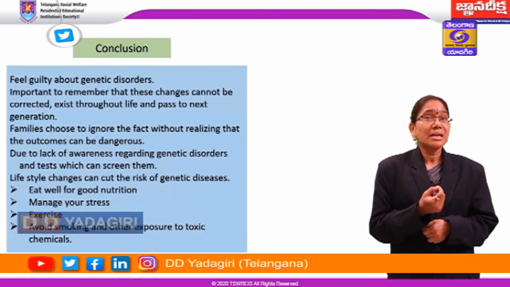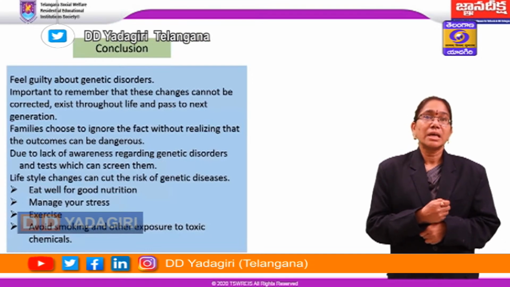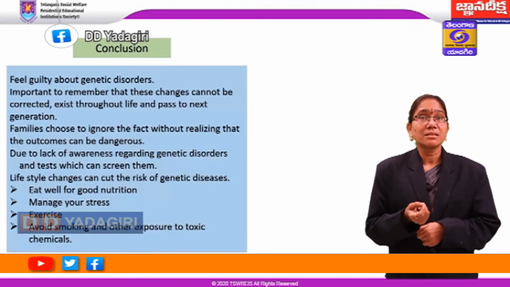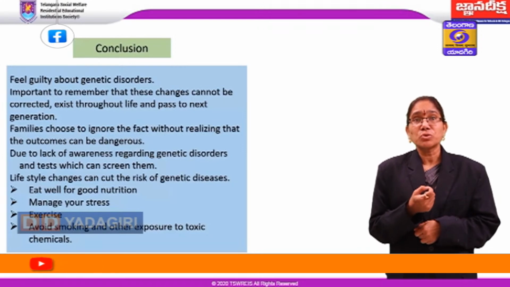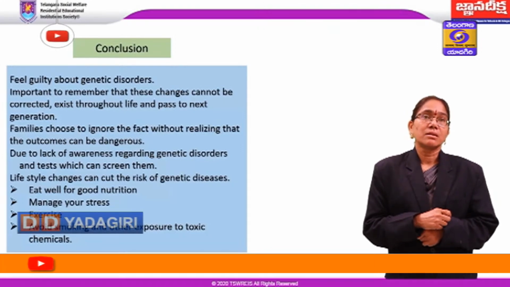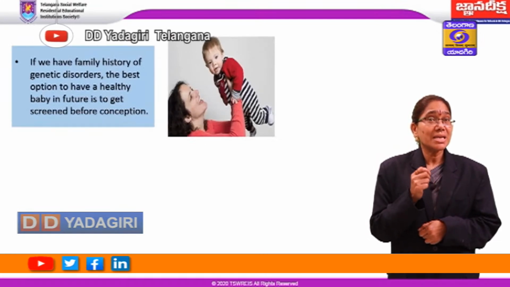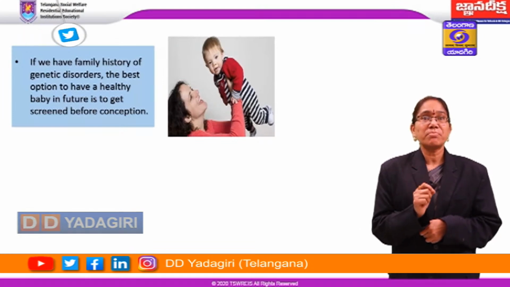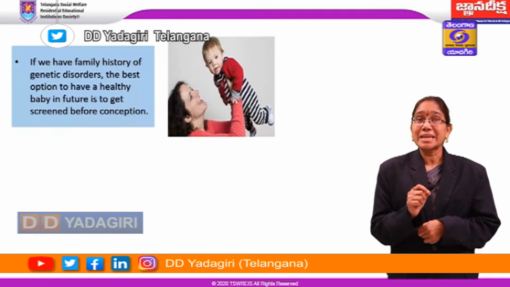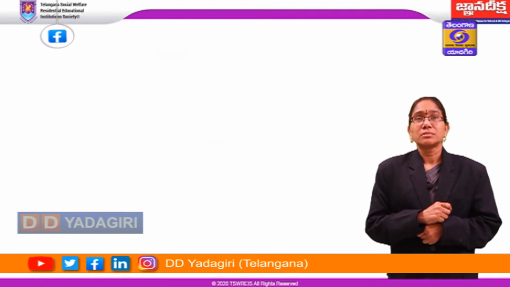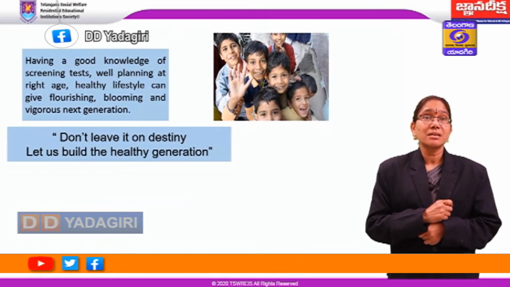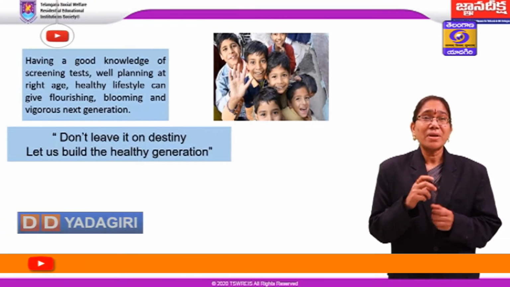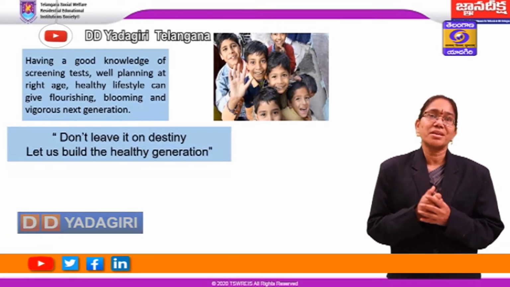Lifestyle changes can cut the risk of genetic diseases. Eat well for good nutrition. Manage your stress. Exercise. Avoid smoking and other exposure to toxic chemicals. If we have a family history of genetic disorders, the best option to have a healthy baby in future is to get screened before conception. Good knowledge of screening tests, good planning at the right age, and a healthy lifestyle can give a flourishing, blooming and vigorous next generation.